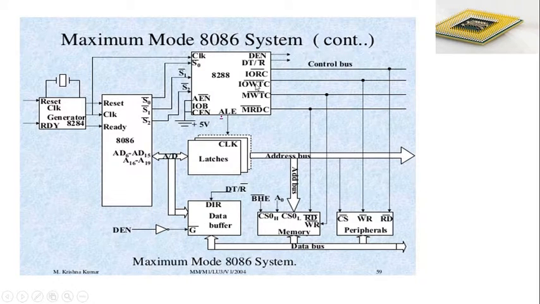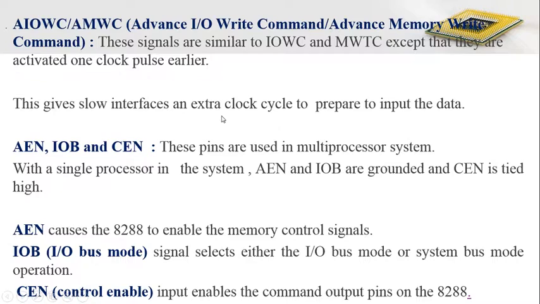So what is the significance of these three inputs, AEN, IOB and CEN? AEN, IOB and CEN are the input signals of the 8288 and are available only in the multiprocessor or maximum mode configuration. In minimum mode configuration all these pins are disabled. AEN, or address enable, causes the 8288 to enable the memory control signals.